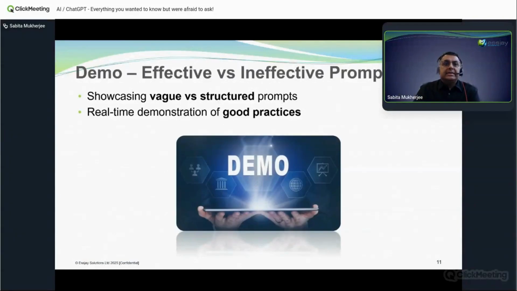Now, let's see this in action to understand how different types of prompts affect ChatGPT's responses. We will compare a vague prompt with a well-structured one, which produce different outcomes and will showcase good practices.